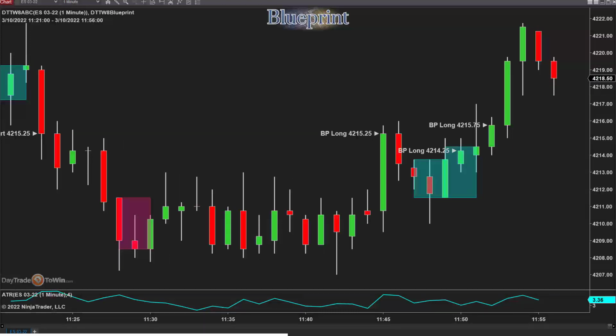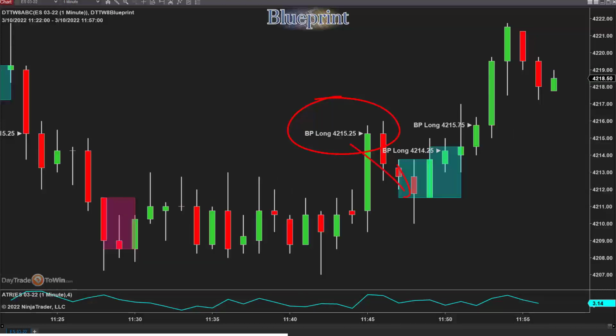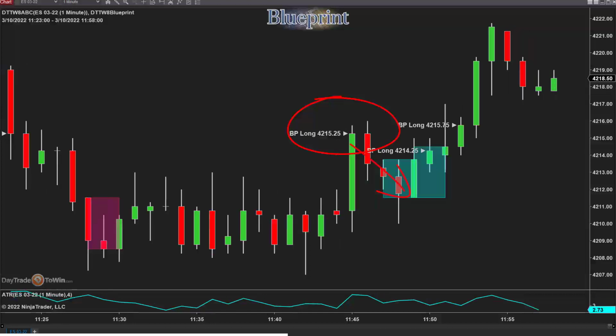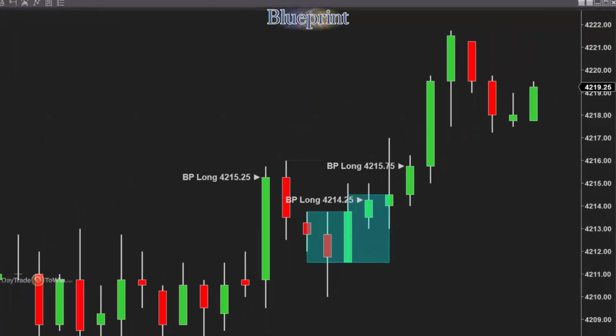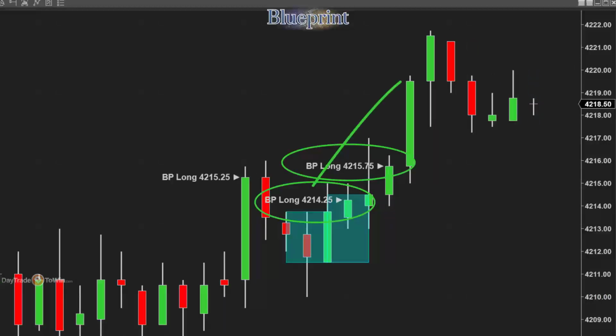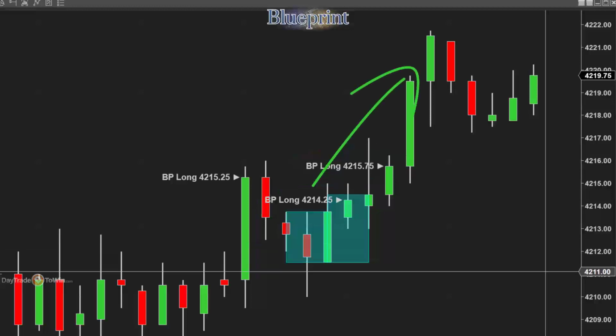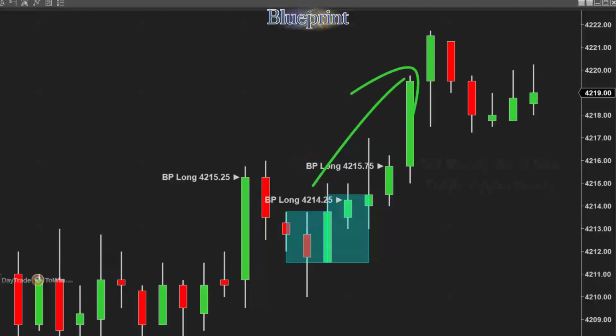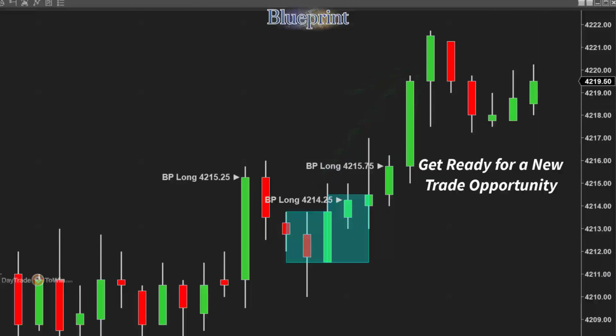The next signal we have is 42.15 quarter to go long. This signal, as you can see, the market went down. I would say get out of the trade because we don't know what's going to happen at that point. Then we have two follow-up signals to go long. 42.14 quarter, 42.15.75. Great. Two long signals even to recover from that previous trade if you didn't want to hold on to it.